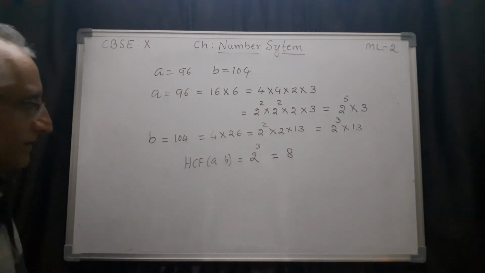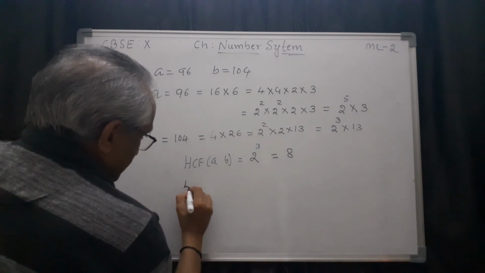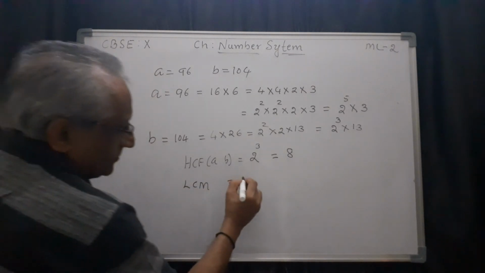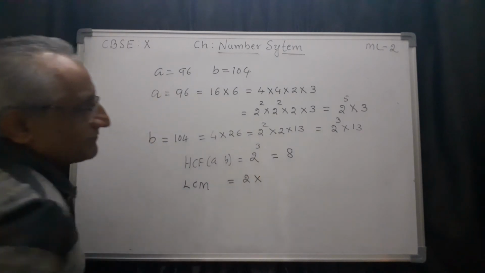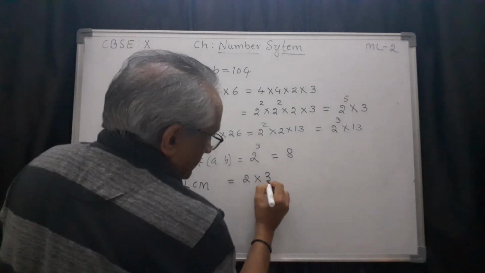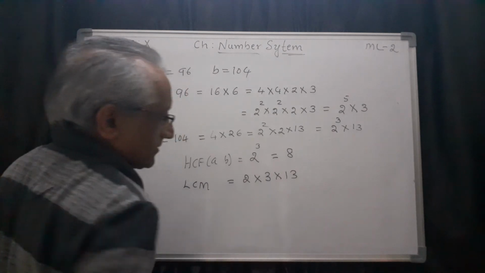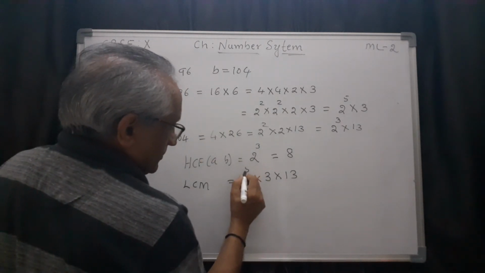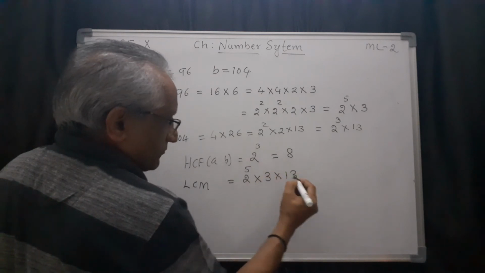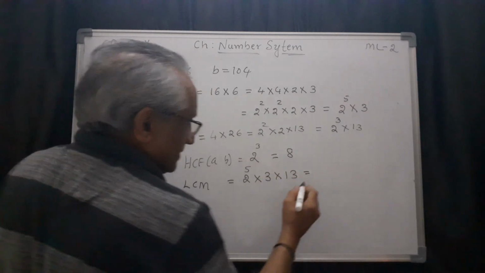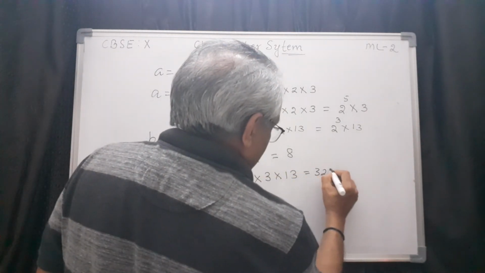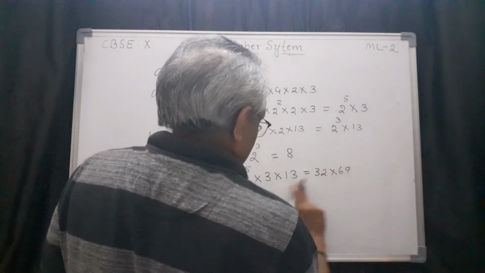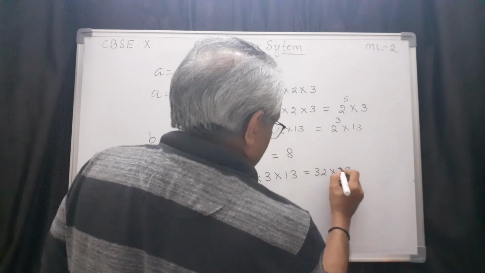8 only. Now, LCM. What is LCM? 2 is there, I have to write, no choice. Then 3 is there, I have to write. 13 is there, I have to write. So among them I have to write the highest power. So it is 5 here. 3 and 13 of course 1. So this is of course you can multiply 32 into 39.